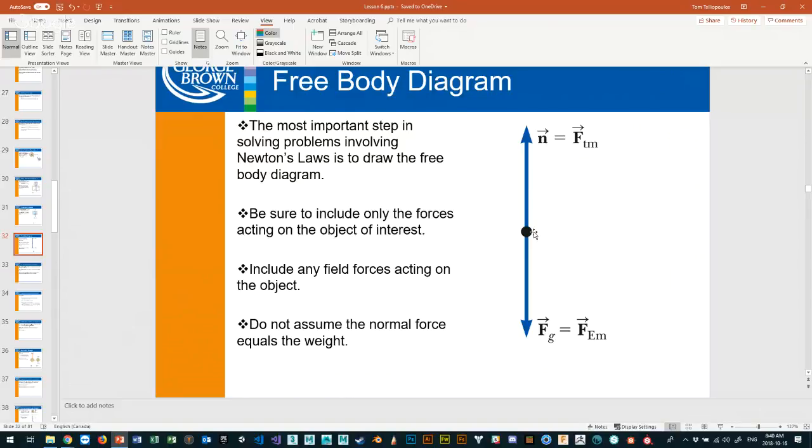Sometimes the object will sink into the ground because it'll penetrate some distance before the normal force can take hold and stop it from moving. But at the end of the day, there are most likely going to be these two forces when an object is sitting at rest.